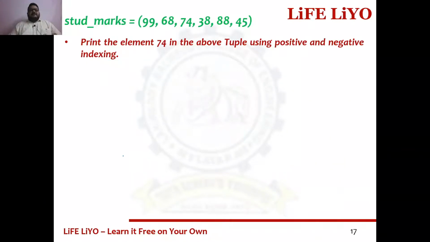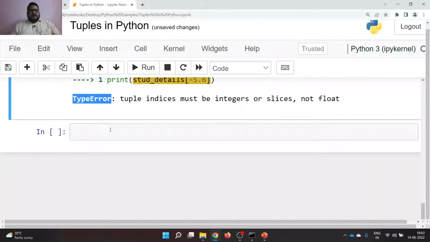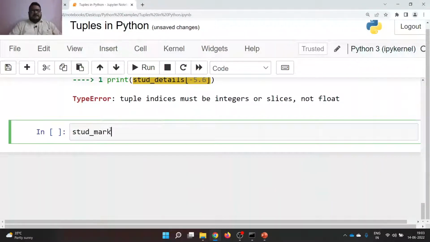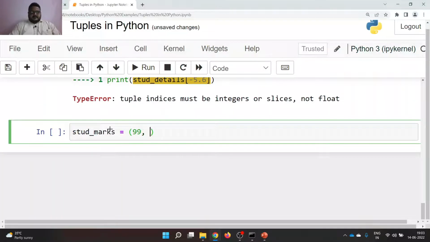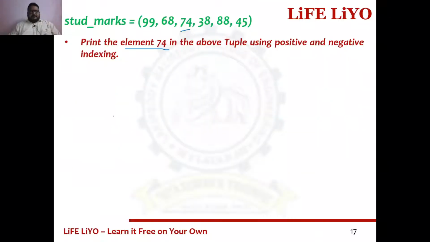So let us consider this student marks. Print the element 74 in the above tuple using positive and negative index. So student marks equal to 99, 68, 74, 38, 88, 45. Now we have to print the element 74 using positive as well as negative index.